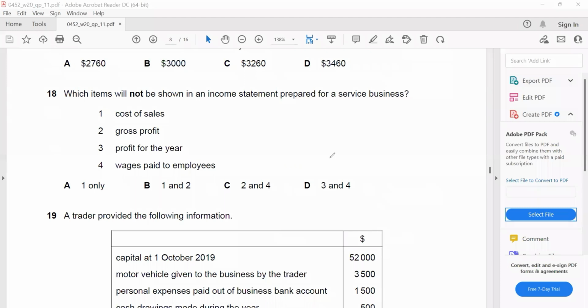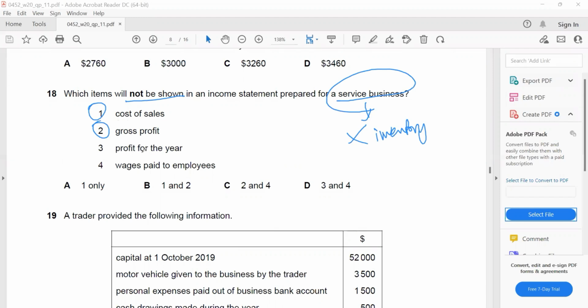18. Which item will not be shown in an income statement prepared by a service business? A service business does not have inventory. So there is an item that you need to take note of. When you do not have inventory, you do not need to prepare the cost of sales. They ask which item will not be shown. So this is one that will not be shown: gross profit. Since there is no cost of sales, you will not have gross profit.